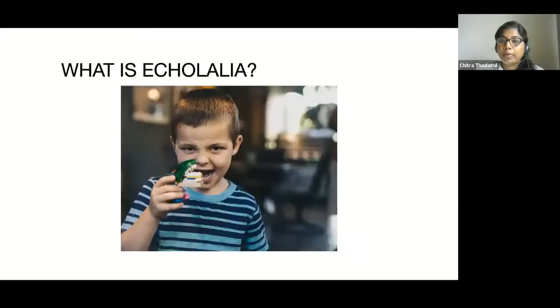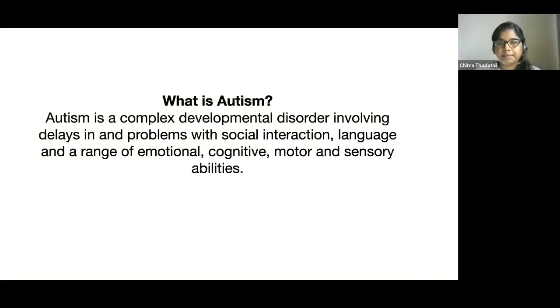So before we see what is echolalia, we're going to understand more about what is autism. A brief about autism. I know you all know autism fully well, but I want to take you all back to the core deficits in autism, which result in echolalia. So what is autism? Autism is a complex developmental disorder involving delays in and problems with social interaction, language, and a range of emotional, cognitive, motor, and sensory abilities.